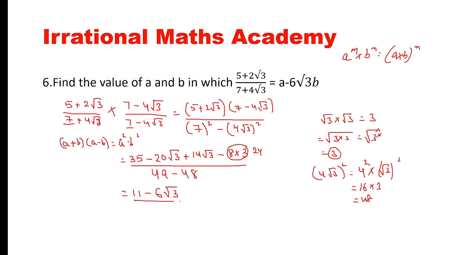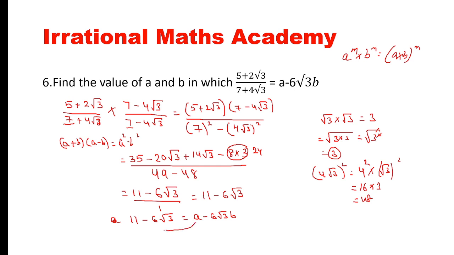upon 1. So 1 you can remove. 11 minus 6 root 3, you will get the answer. So now you have to compare. 11 minus 6 root 3 equal to A minus 6 root 3 B is there.